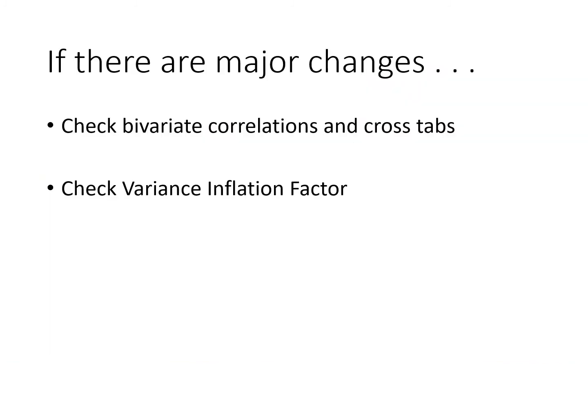The whole point of this is to see if there are major changes in the coefficients as we go from the unadjusted or simple relationships to the adjusted model. And if there are, we have more work to do. So one of the things we need to do is go back to our bivariate correlations and our crosstabs and look at the relationships between the independent variables. So we want to see how the independent variables are affecting each other.